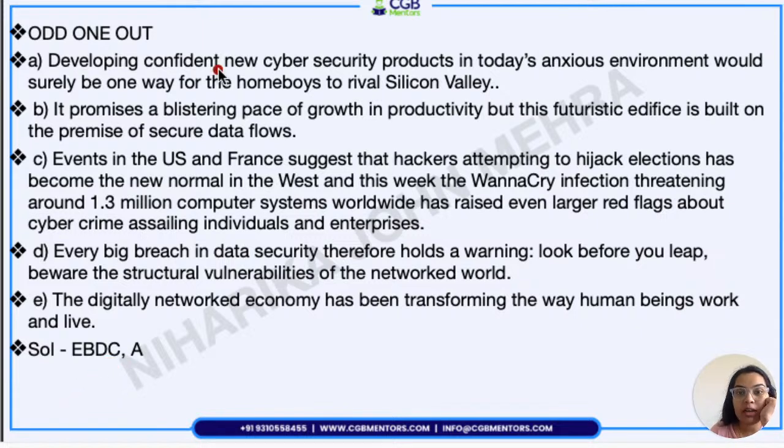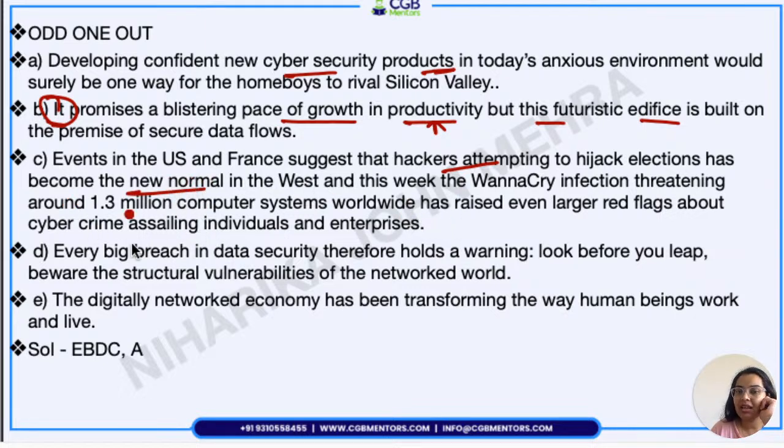EBDC's arrangement. Developing confident new cyber products in today's anxious environment would surely be one of the things. ठीक है. It promises a blistering pace of growth in productivity, but this edifice is built on the premise of secure data flows. See, it क्या है? We can search for it. Events in the US and France suggest that hackers attempting to hijack has become the new normal. Something has become new normal.